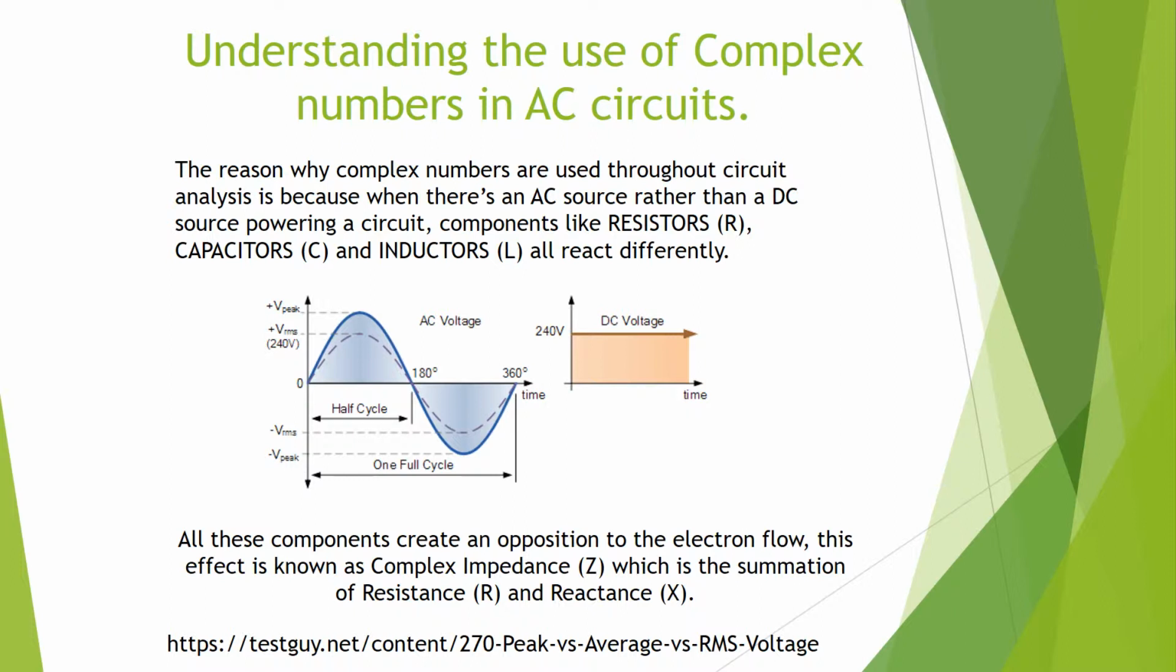The reason why complex numbers are used throughout circuit analysis is because when there is an AC source rather than a DC source powering a circuit, components like resistors, capacitors, and inductors all react differently. All these components create an opposition to the electron flow. This effect is known as complex resistance, which is the summation of resistance and reactance.